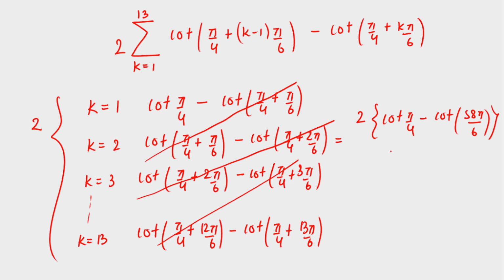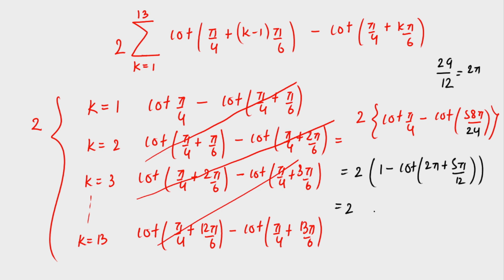So we have to simplify this value. This will be 2 times cot of pi by 4, which is 1, minus cot of this. I can write this as 29 divided by 3. Sorry, the LCM is 24, by mistake I've written. Now I can write this as 29 divided by 12 pi. The nearest multiple is 2 pi plus something, so I can write this as cot of 2 pi plus 5 pi by 12.